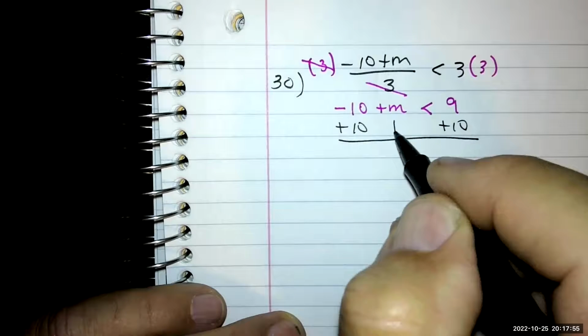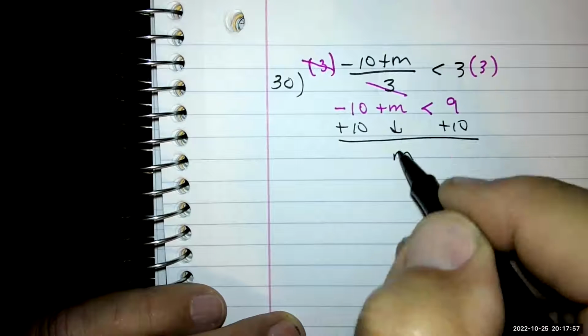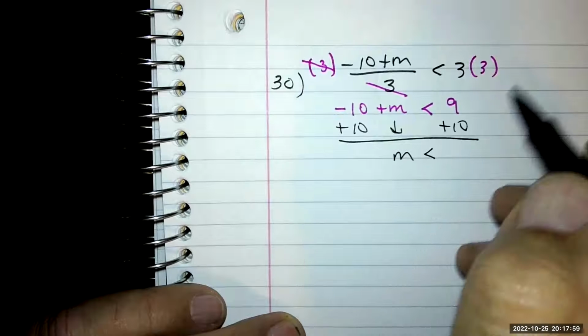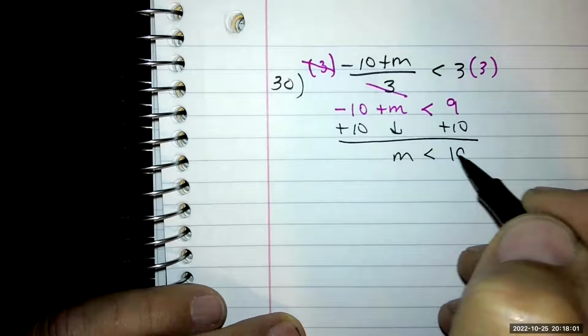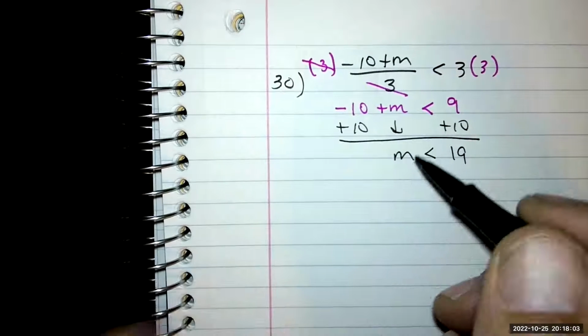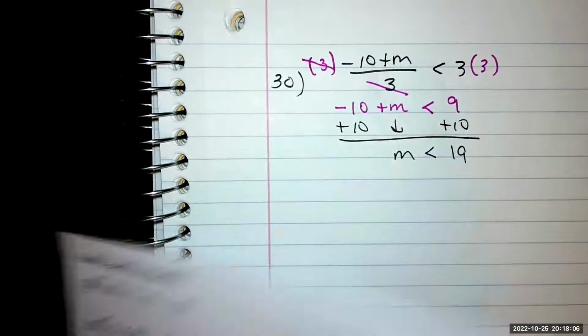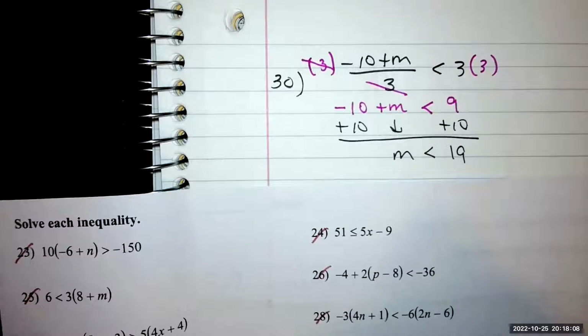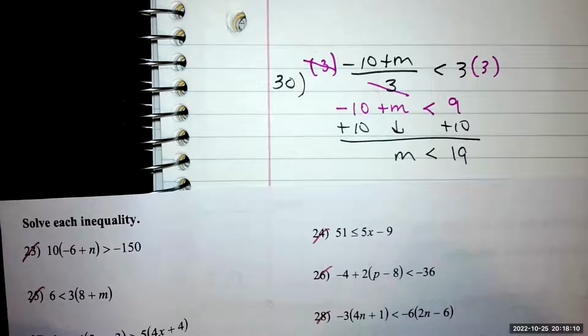This becomes a 0 pair. So bring down your m. M is positive, so we don't flip anything. And then 9 plus 10 is 19. So how do I graph it? I'm going to go ahead and put my answer here. M is less than 19.